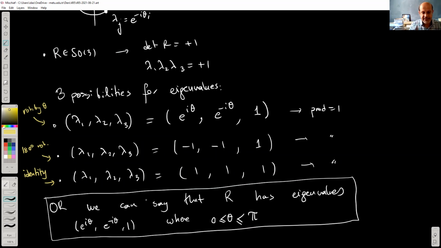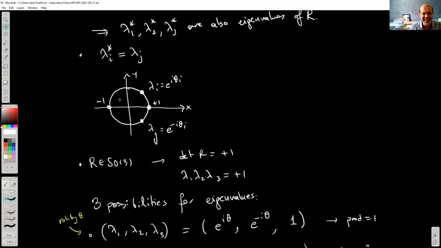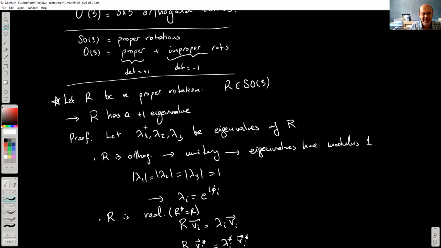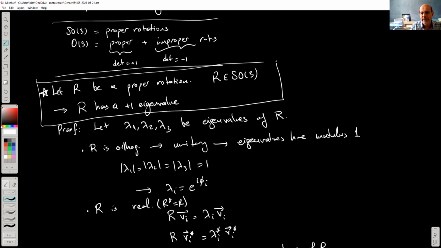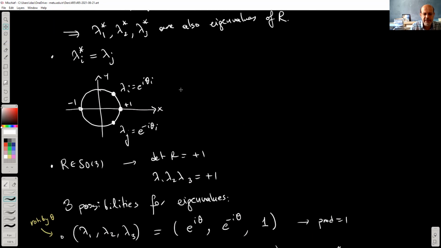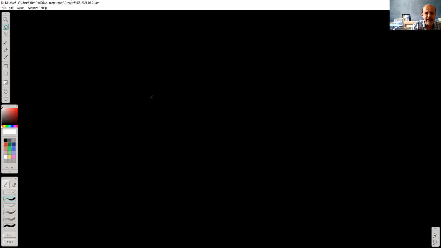In any case, what's important in here is that one of the eigenvalues is equal to 1, right? That's basically the end of the proof. That's what we wanted to show, right? That's basically our starting point. Yeah, so that was the theorem, right? For any proper rotation, +1 is an eigenvalue. What does that mean? There's a corresponding eigenvector.